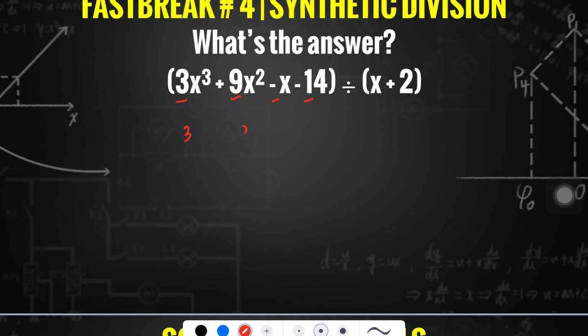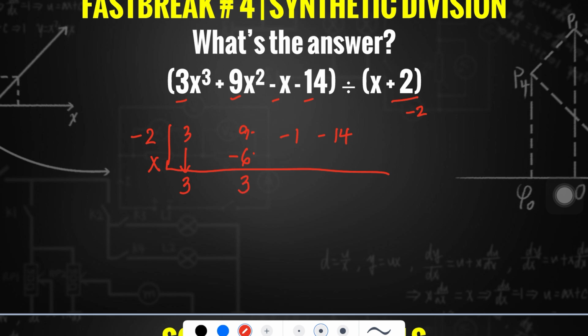So let's write them down. And then this constant from the divisor, we're going to change the sign. So change the sign from positive 2 to negative 2. And we'll put it here. Then we're going to bring down 3 and multiply them. So 3 times negative 2, that's negative 6. And then add them. Okay, 9 minus 6, that's positive 3.